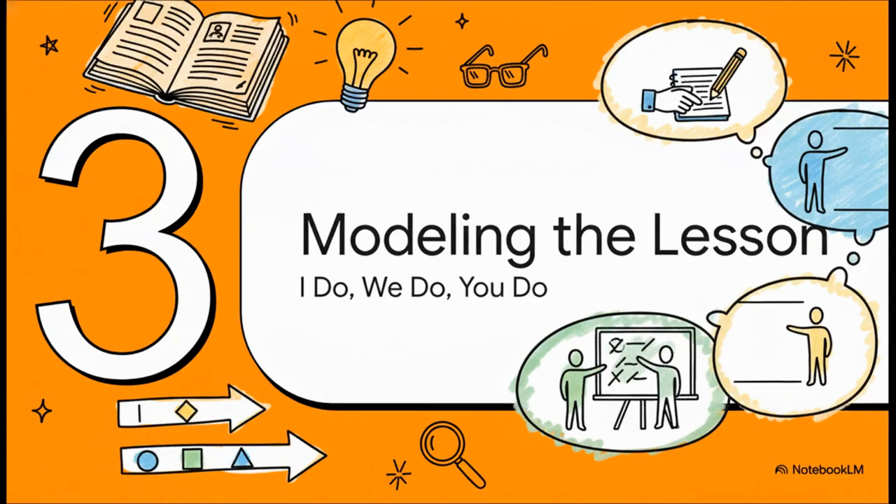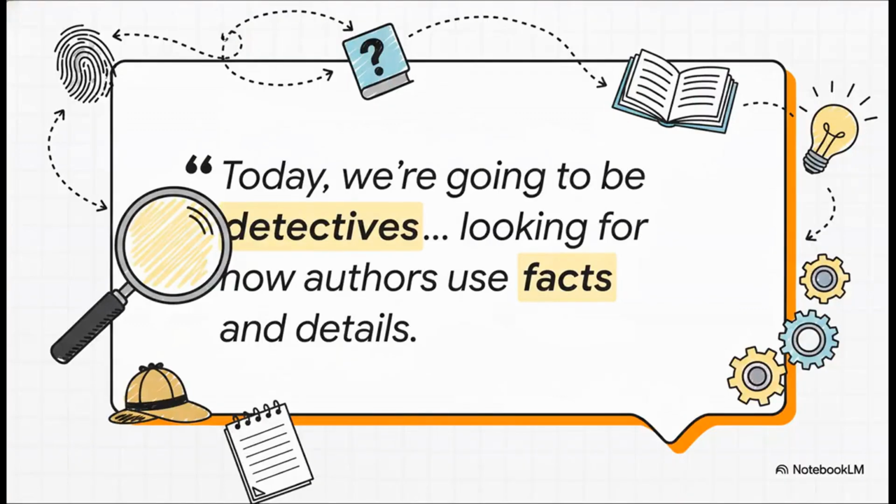So what does this actually look like in the classroom when the bell rings? Let's walk through it using that classic gradual release model that we all know and love. I do, we do, you do. This is your hook. This is how you grab them from the very beginning. You frame the lesson as an investigation. The moment you say, today we're going to be detectives, you'll see them lean in. This simple script gives them a clear, exciting purpose for reading.